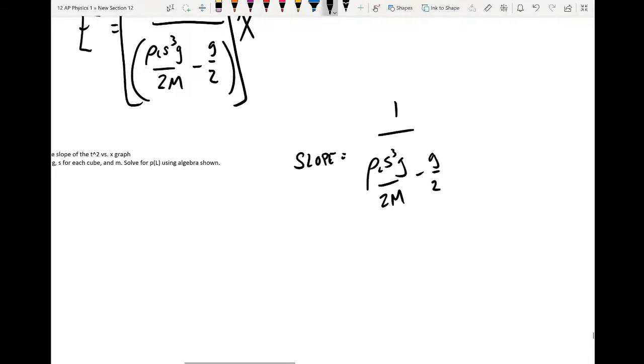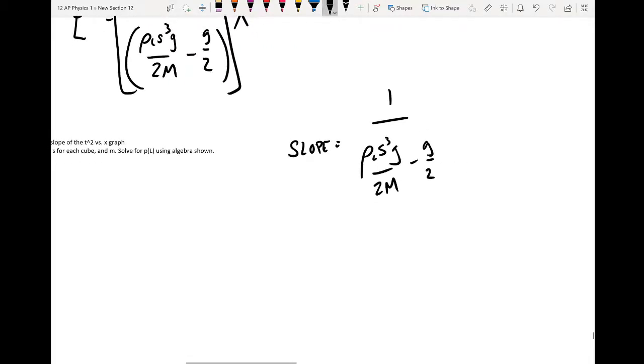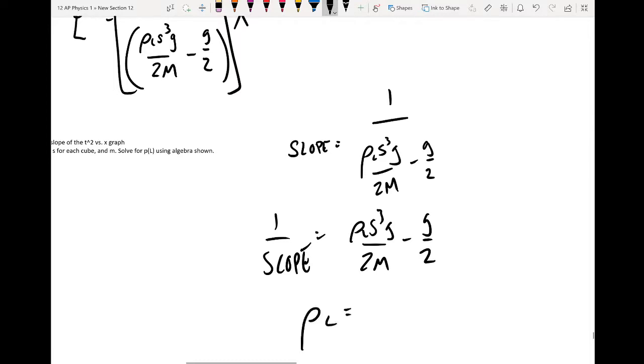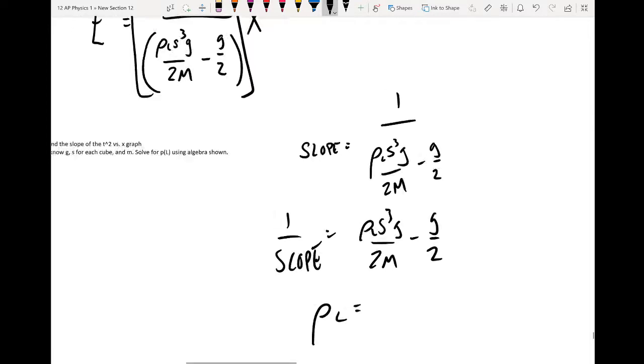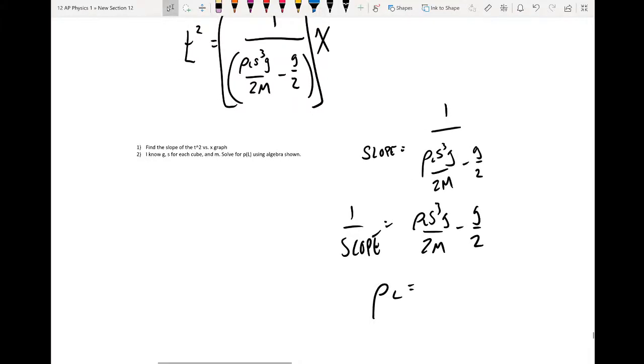And I won't do this algebra, but we'll want to get to some sort of final equation where we have this 1 over slope equals rho L s. No, I'm not going to do this algebra. It gets really gross. So yeah, I won't do it out, but get an equation that says rho L is equal to all those things when we do algebra. So we'll plug in for our known quantities and solve.